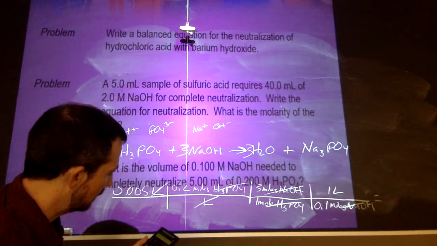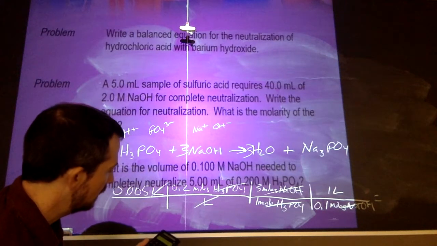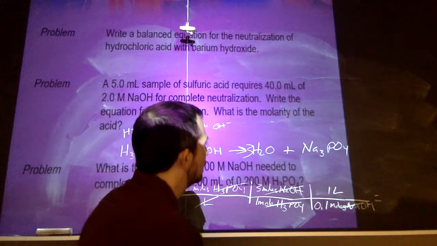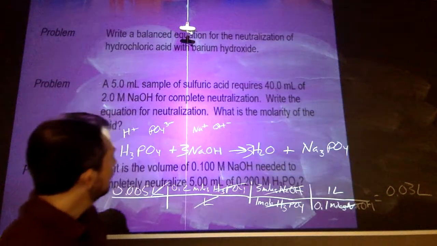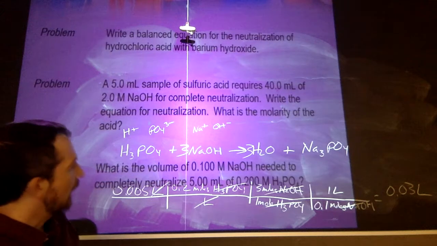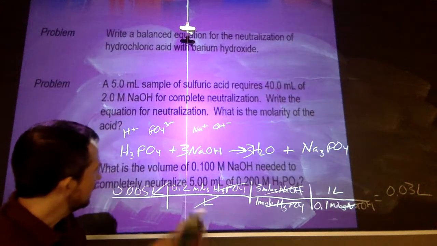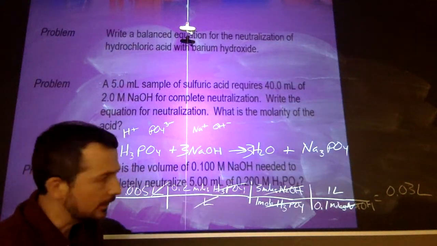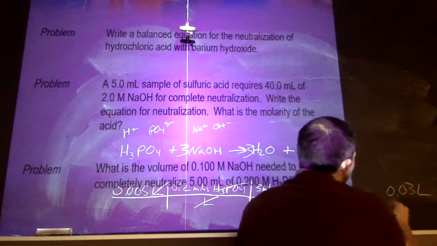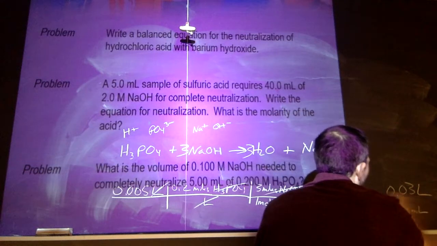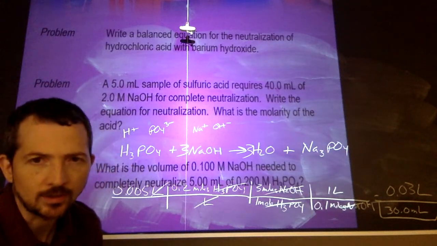0.005 times 0.2 times 3 divided by 0.1, which gives 0.03. So it looks like I need 3 significant figures in that answer. I only have one shown there, but I'm given this in milliliters, so I'm going to go ahead and give my answer in milliliters as well. So I'm going to multiply that by 1,000. So I get 30.0 milliliters. I'm showing 3 significant figures there.